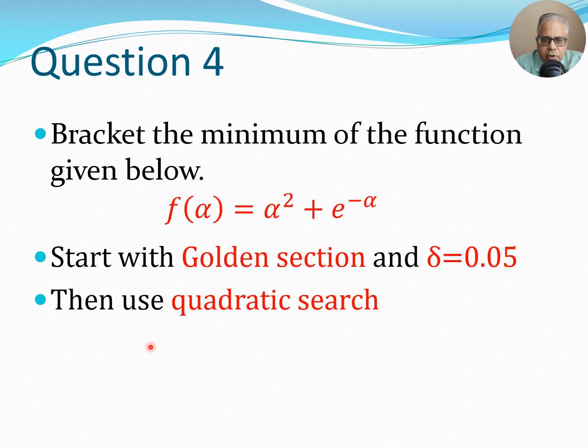So let's now turn to the main problem, which is to bracket the minimum of this function. We will start with golden section search with delta is 0.05, and then we will use the quadratic search to find the minimum point. So this is actually what you want to do in the quadratic search method, and we are going to try to do this. So first we are going to do this by hand, and then we are going to do it by Python. So let's first do it by hand to figure out how this method works.